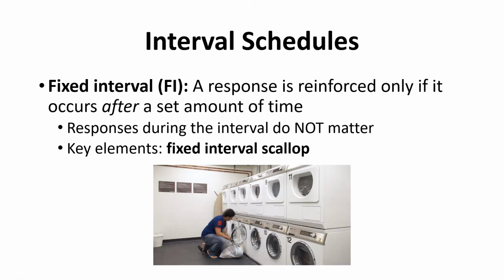So as you might anticipate, we can start talking about fixed interval schedules, or FI schedules. And this is where a response is reinforced only if it occurs after a set amount of time. So responses during this interval, when they're not being reinforced, don't really matter. They can respond a lot or a little bit. What actually matters is the amount of time that passes, and they won't receive reinforcement until that time window has passed. An example of this is when you're doing your laundry. No matter how many times you open the door of the washing machine to check if your clothes are done, it's not going to be done until the time is up on the whole cycle.